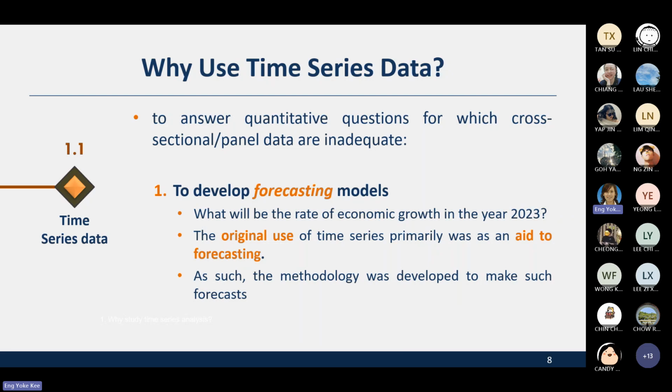Now, simply, why do you use it? Simple, because you want to answer quantitative questions. Quantitative means objective. You want to answer a question objectively, okay? For which cross-sectional data and panel data are not able to do so. So what is so special about time series data? First, time series data allow us to develop forecasting models, right? So what is this forecasting model?